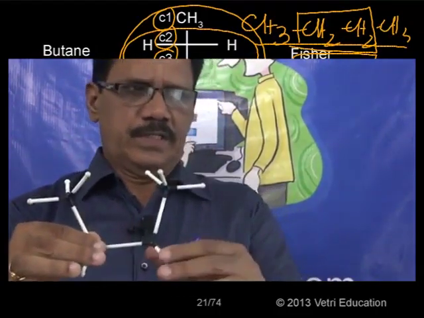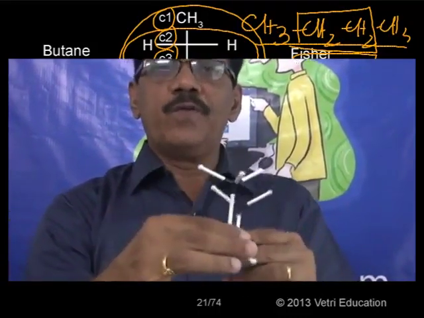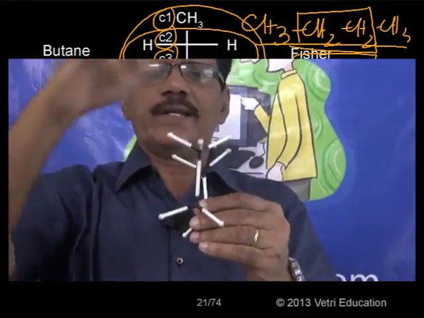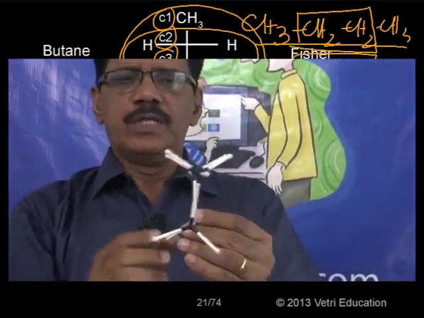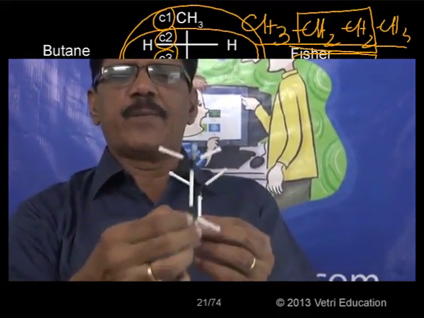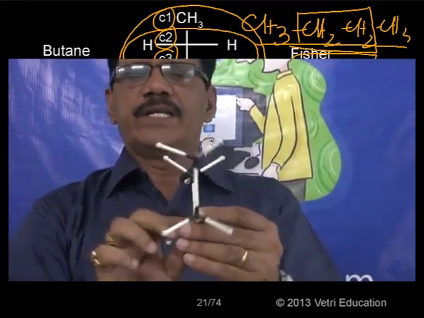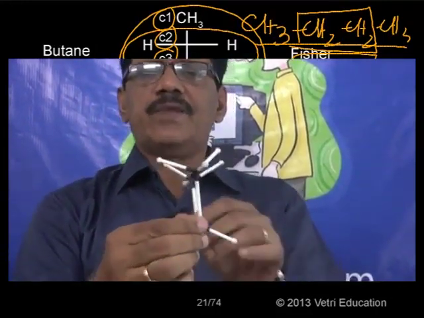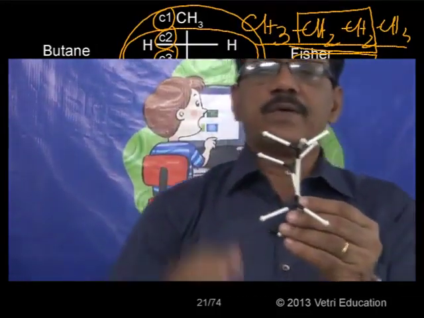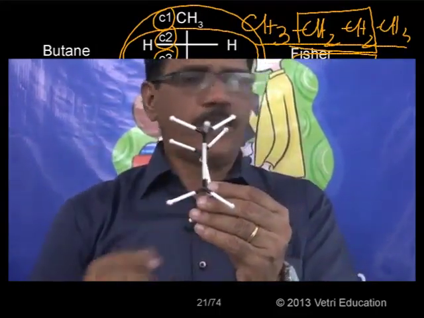CH3, CH2, CH2, CH3. So this is n-butane. How to view this? I am viewing it like this: CH3 carbon 1, CH2 carbon 2, CH2 carbon 3, CH3. This is the point very near, and exactly backward it is a circle. Now kindly listen to me. There are six possibilities as I rotate. Kindly follow, then I will show the board.